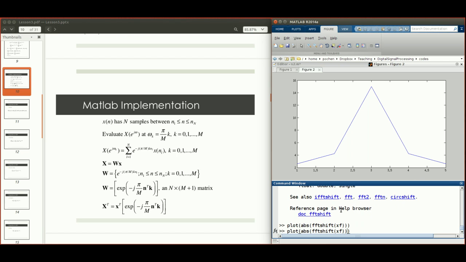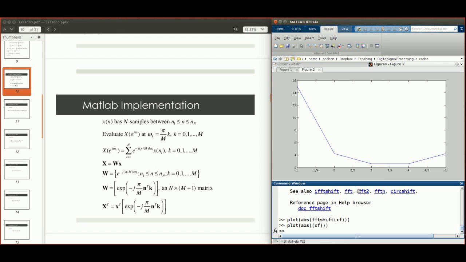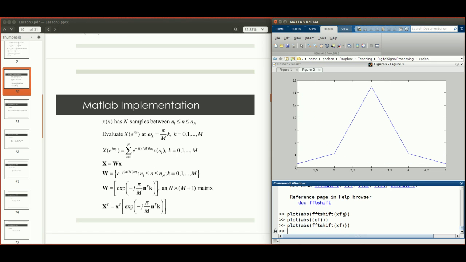If you do not use Fft shift, it's basically placing the negative frequency on the end of the transformed sequence. And if you do an Fft shift, it's going to take the negative frequency part to the beginning of the sequence and make 0 frequency the center of the output sequence. So that's one of the things that you have to be careful about.